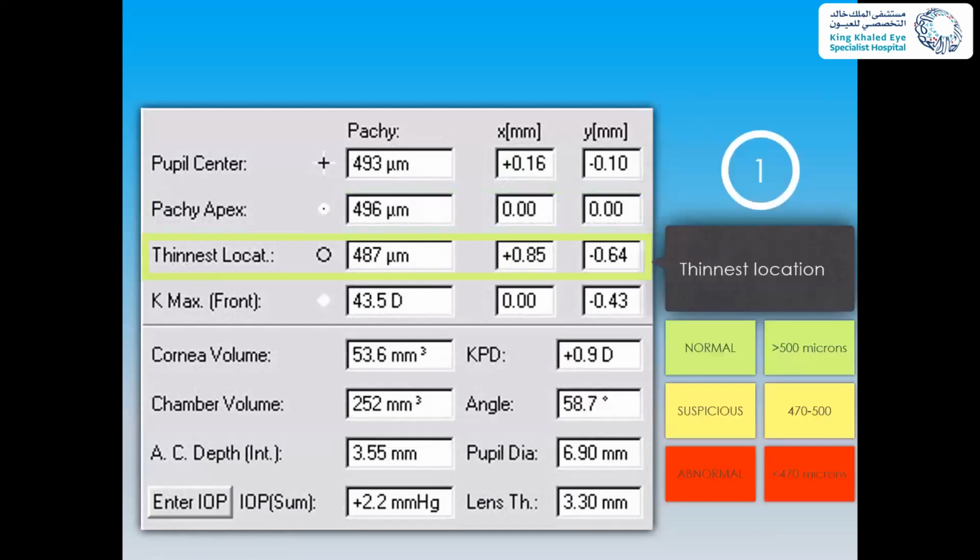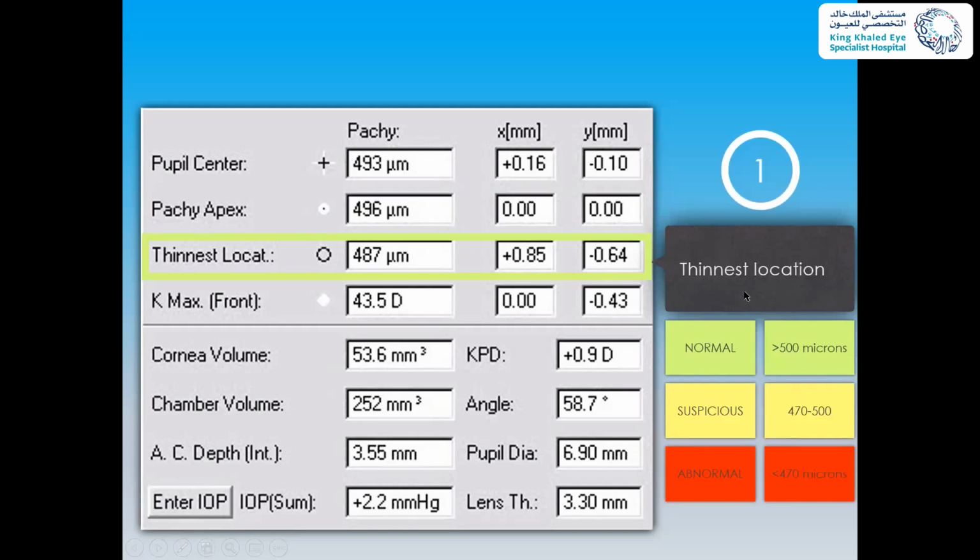So the thinnest location, and this is important. Okay, so this tells you what is the thinnest location and how much it has deviated. So normal is taken as less than 500 micron. Okay, so this is 0.85 towards the right side and 0.6 inferiorly. Okay, so this is suspicious, isn't it?